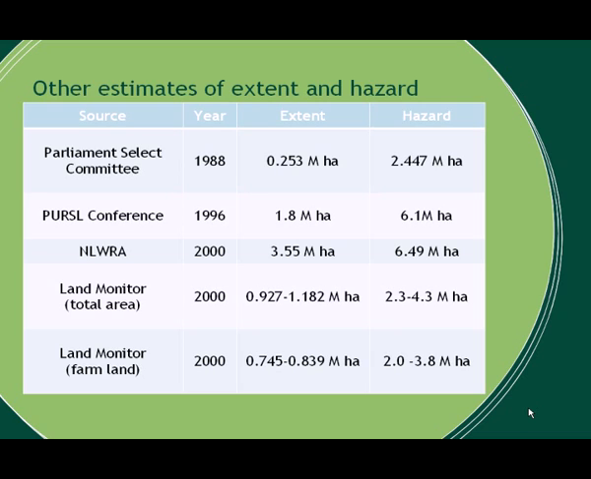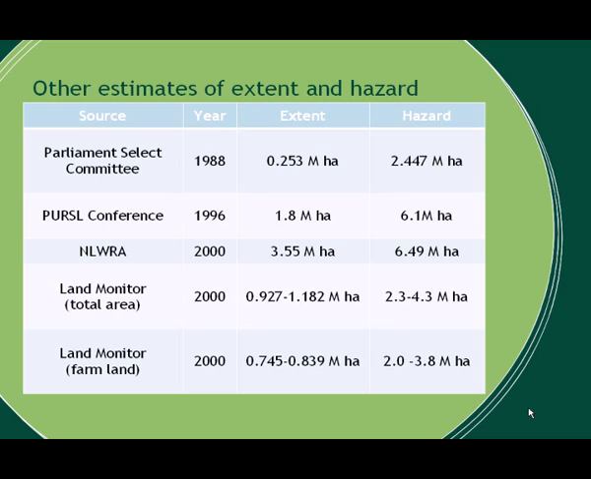In 1994 and 1996, when it was published, the estimate of existing salt-affected land, and that was all salt-affected land, including land that was showing a yield reduction, not just the bare saline land, was estimated at about 1.8 million hectares. The area at hazard, which was essentially pretty much the valley floors of the wheat belt, was recorded at 6.1 million hectares.